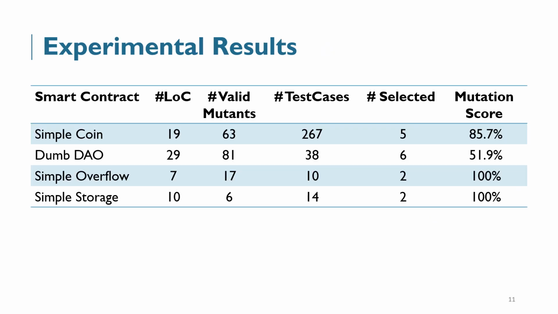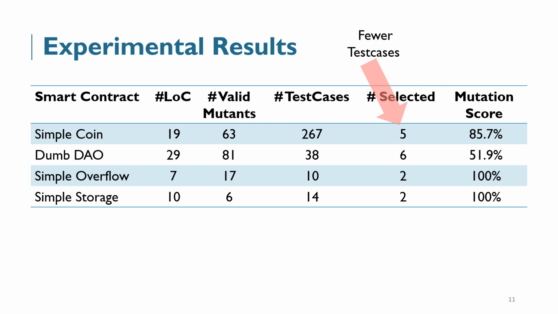Then, to evaluate the effectiveness of our prototype tool, we chose 4 smart contracts to generate the corresponding test suites. Our experimental results in the following table show that TestSmart can generate effective test suites for any Solidity smart contract using symbolic execution with a mutation score in the range of 50 to 100%. It also shows that the number of selected test cases can be significantly less than the number of test cases generated by Manticore. For example, in the first row, only 5 test cases are selected as effective from the set of 267 generated test cases.